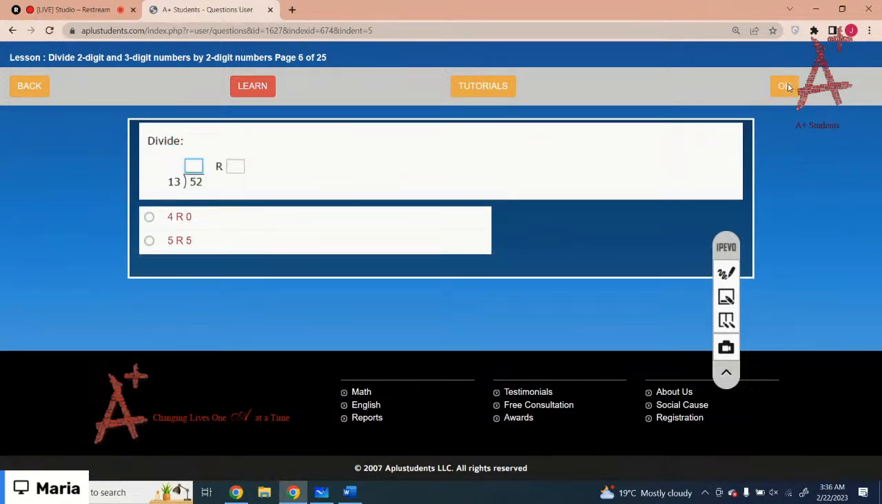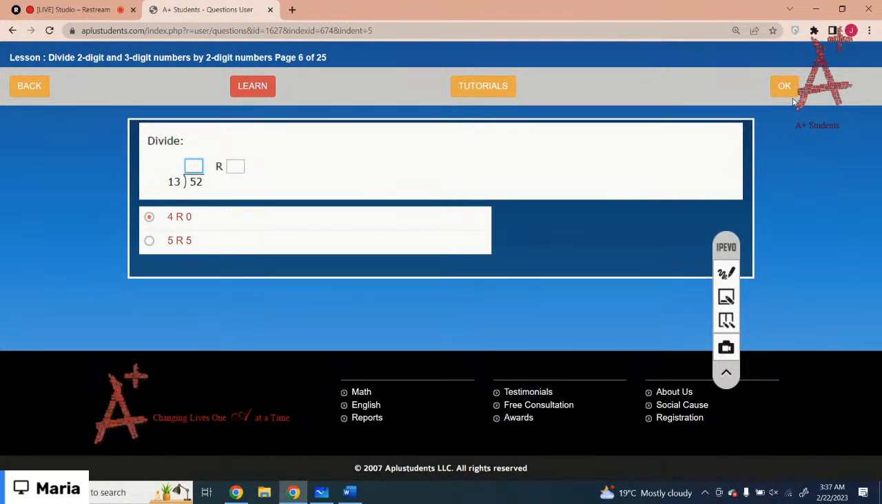Okay, the next one is 52 divided by 13. 13 times 4 is 52. Got it? So the correct option is option number 1. 4 remainder 0, because 13 times 4 is 52. So we can completely divide 52 by 13. Yes, very good. It is 4.